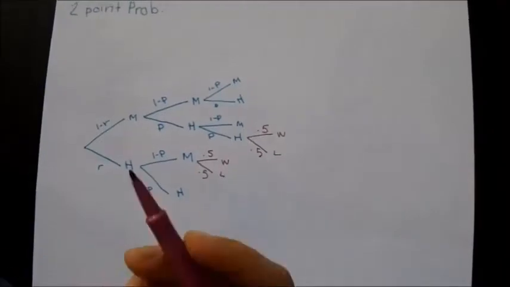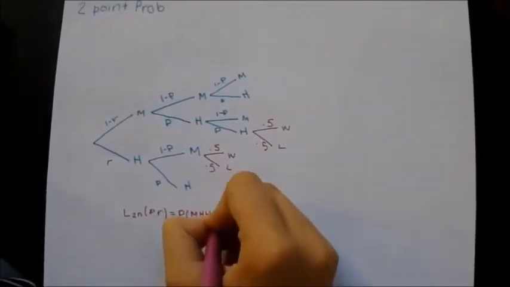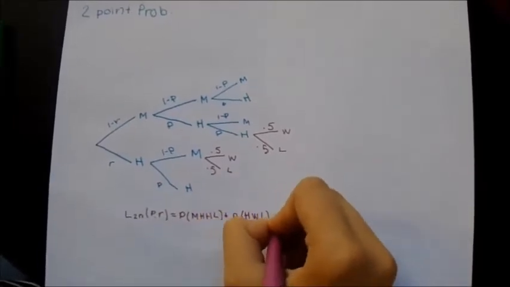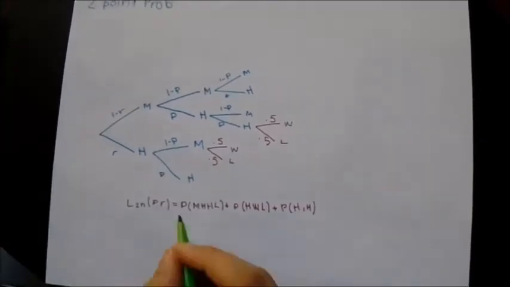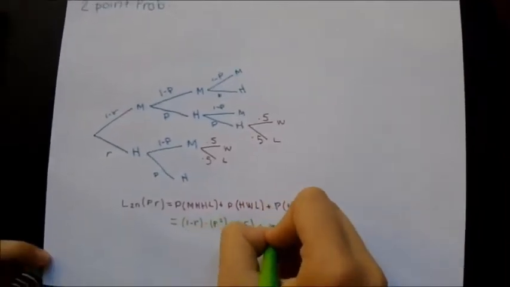We will then use the equation 1 minus r times p to the second times 0.5 plus r times 1 minus p times 0.5 plus p. This will give us the answer for each and every player.